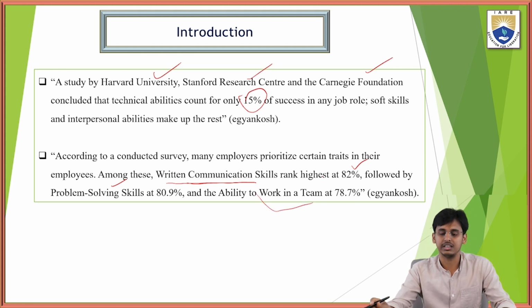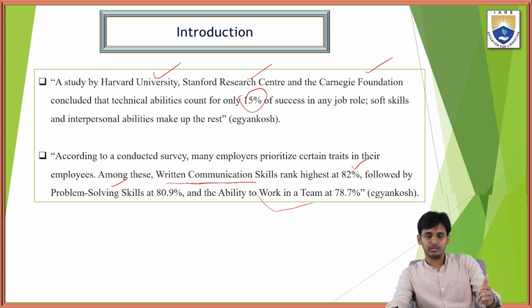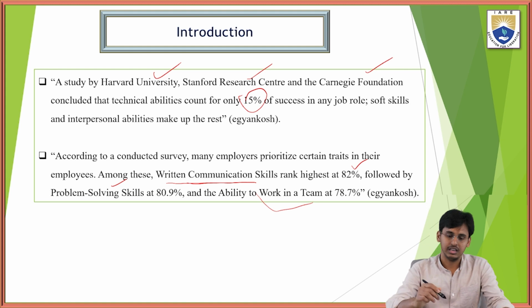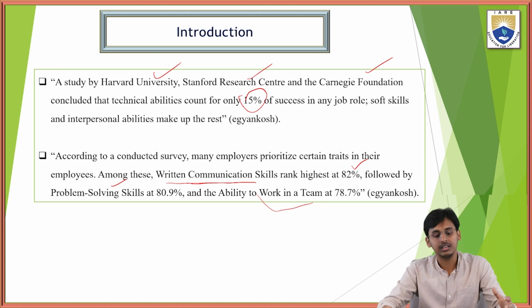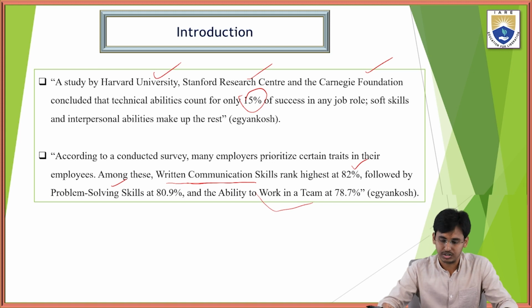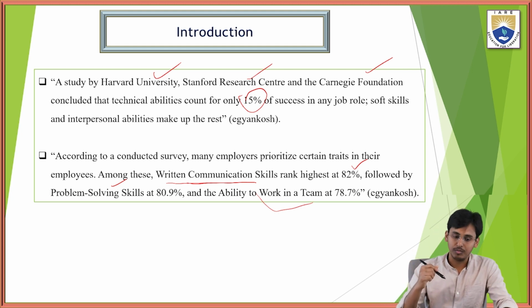So we see that Harvard University, Stanford Research Center, and Carnegie Foundation concluded that hard skills play only a 15% role. At the same time, in another survey based on employers' opinion, they say that many of their employees lack soft skills. So it means soft skills play a very vital role for career growth and professional opportunity. From this survey we understand the importance of soft skills.